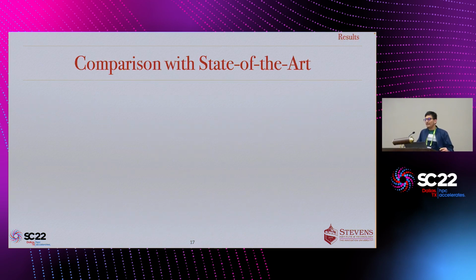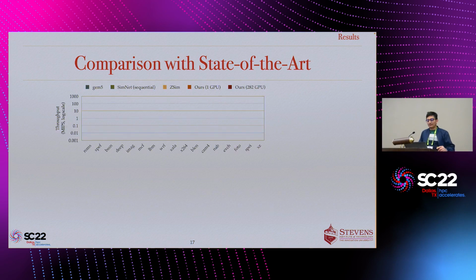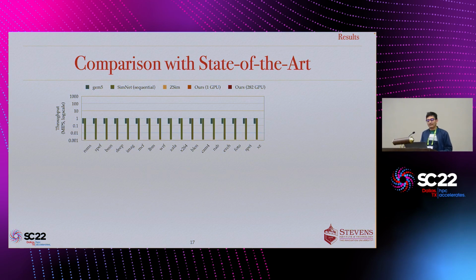Now let's move on to comparison with state-of-the-art. So for state-of-the-art comparison, we compare our work with gem5 itself, the sequential version of SimNet, and JetSim, which is one of the parallel simulators, and we compare our work with single GPU and 282 GPUs. So for gem5, the throughput is 0.2 million instructions per second, and for sequential SimNet, it's much lower, 0.005 million instructions per second. And for JetSim, it is around 16 million instructions per second.